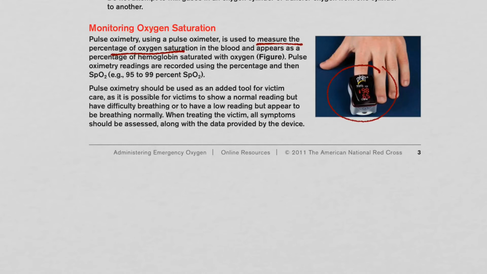Pulse oximetry should be used as an added tool, but not the only tool, right? Other tools would be looking at the patient to see if they're cyanotic and/or ashen, looking at breathing patterns, and using the high and low respiratory rates to help you determine that as well. But pulse oximetry is another great tool to assess how depleted the patient's oxygen is based on their breathing patterns.